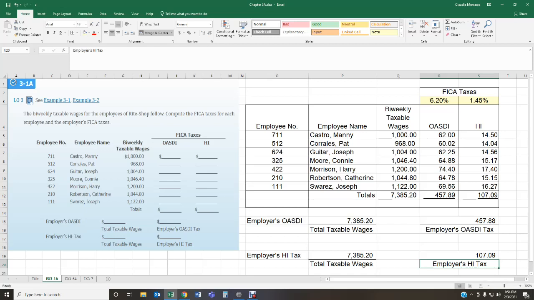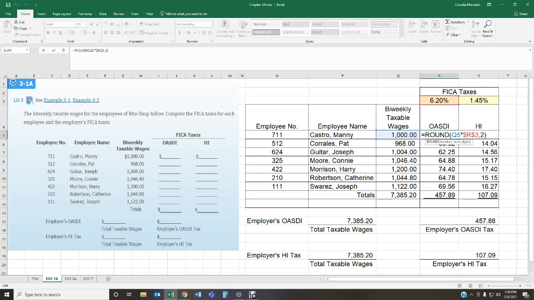Not difficult, just a little time consuming if you do it by hand. That is why I recommend that you use Excel. This is the formula. You select the amount of the weekly wages that you're going to be multiplying times the rate. You use the round function here. That way you round to the 2 decimals.